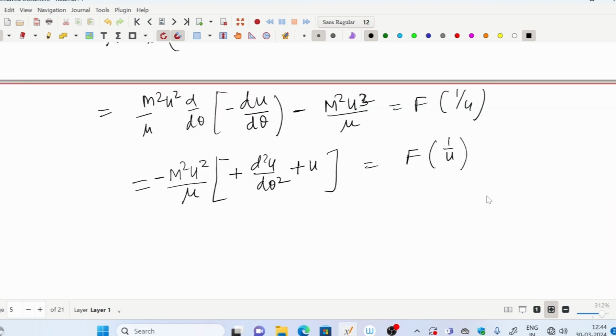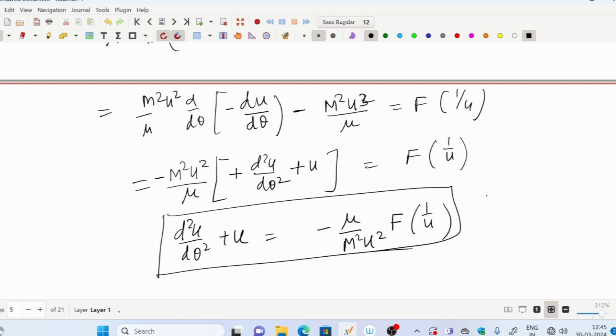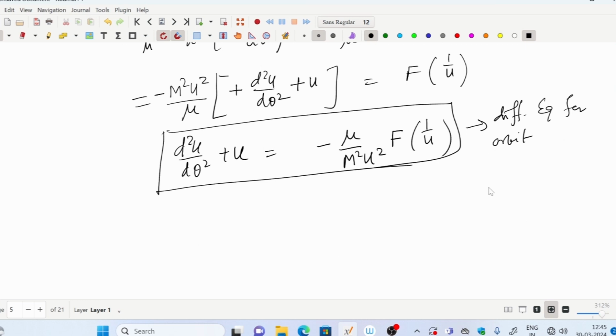Now let us see. I take this to the other side, so you have d2u/dθ square plus u equal to minus mu by (m square u square) f(1/u). So this is the equation involving u and θ, or r and θ. This is the differential equation for the orbit. Okay, so we derived the differential equation for the orbit, and it is a very simple form.